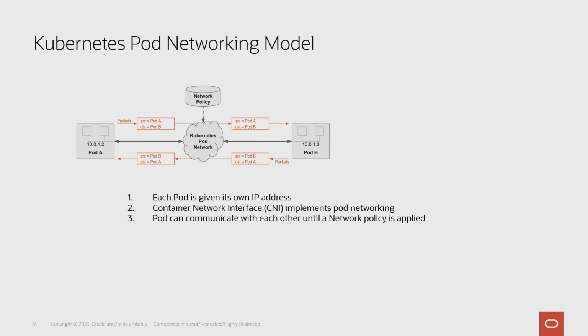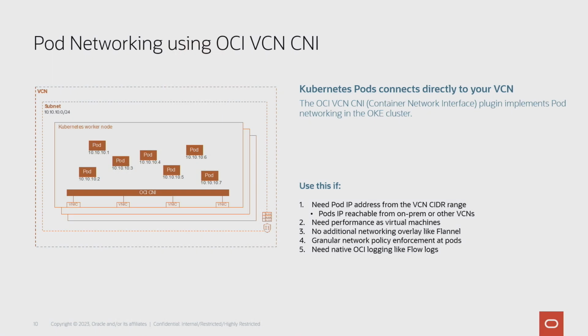And the actual networking implementation happens through something called the container network interface. That is nothing but a plugin that implements the networking model. So unless you have that CNI, the networking won't really happen between pods. So CNI is a must to have that communication between them. Similarly, in OCI, we have a VCN CNI that is used for any networking between pods.